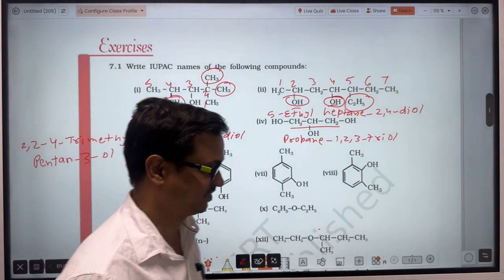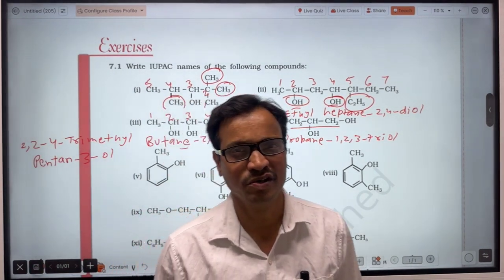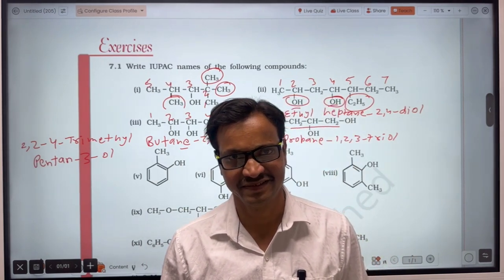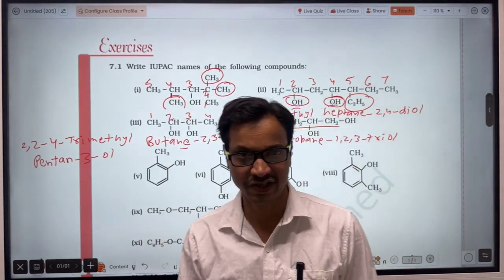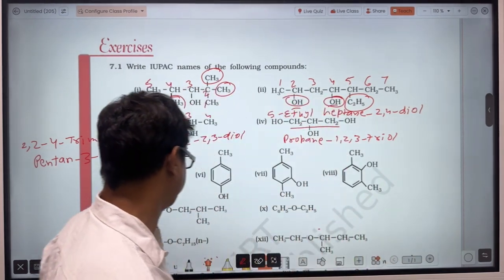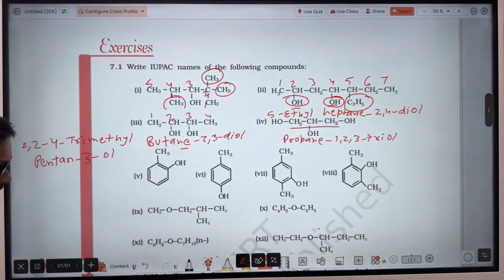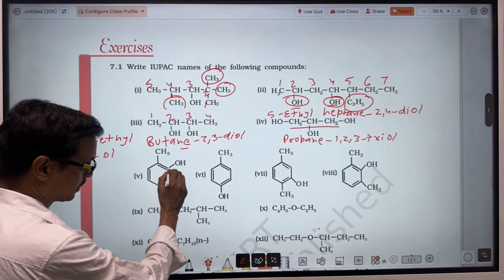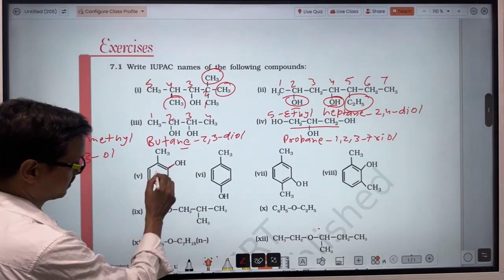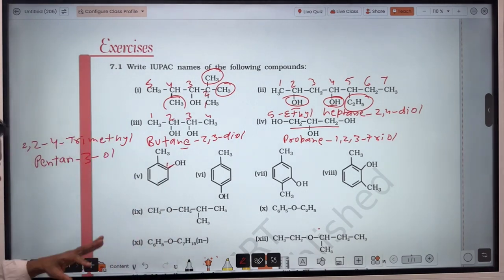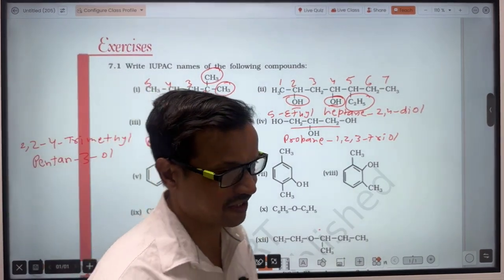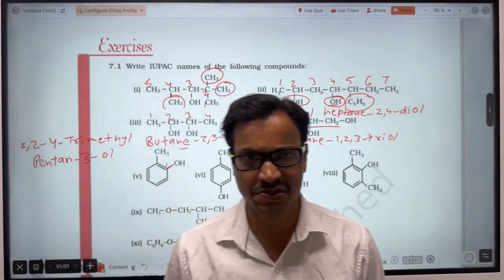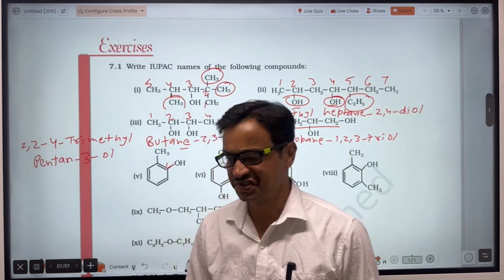Now in this compound, in case of phenol, how to write the IUPAC name, or for any cyclic compound. Any cyclic compound, how to write that IUPAC name. So we will watch out. Just let's see. This compound here, benzene. So the carbon bonded to the OH will get first position. And then you have to do numbering clockwise or anti-clockwise, so that the substituent will get the lowest position.